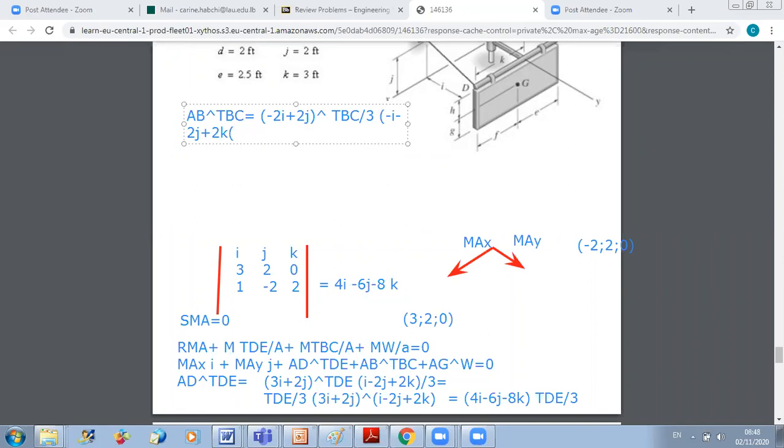Okay, so here I will do the same matrix. Okay, but instead of 3, 2, 0, now I have minus 2, 2, 0. Okay, so now I will put minus 2 instead of 3.